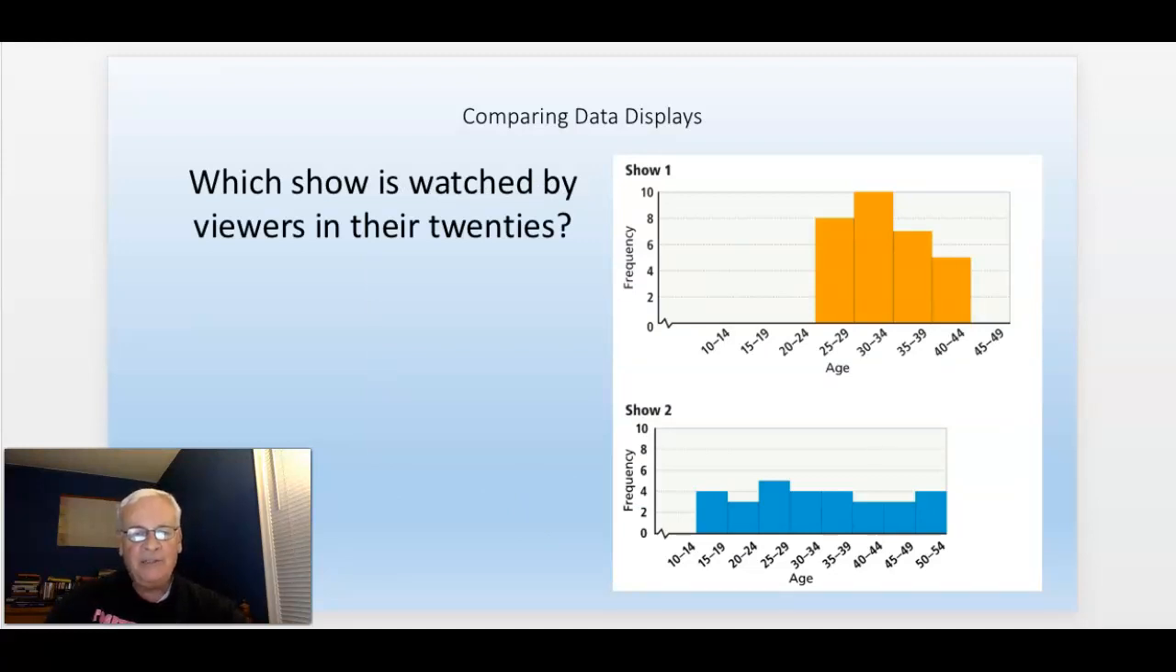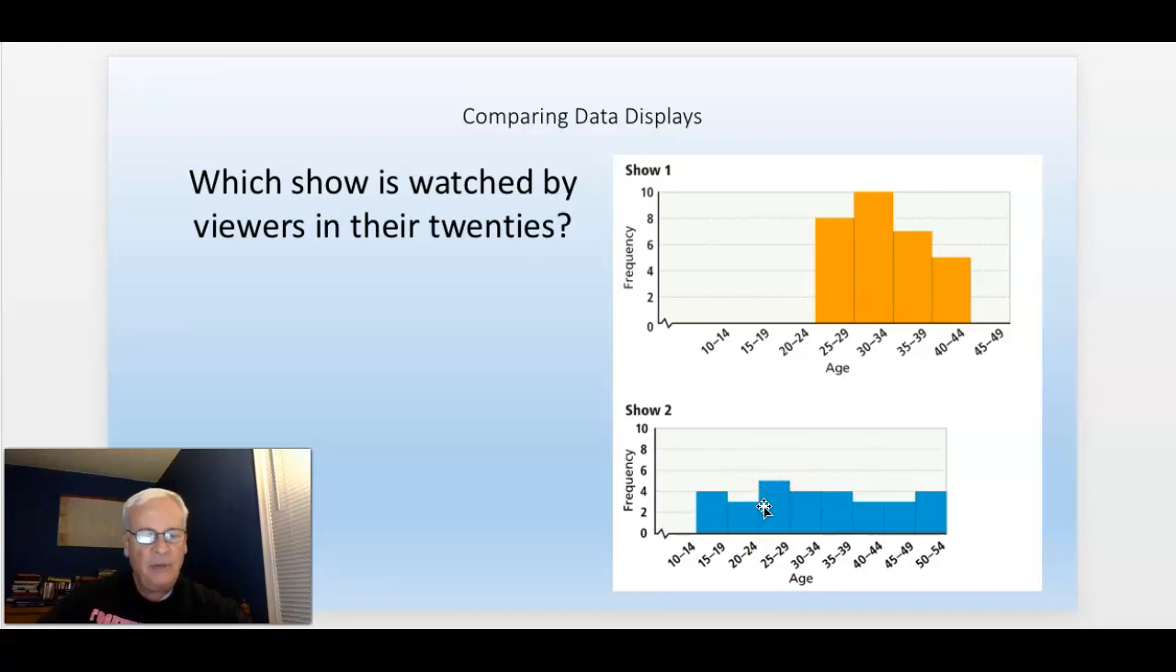All right, these are two histograms. Which show is watched by viewers in their 20s? Now, this is one of these that's a little bit ambiguous. There's not actually one right answer here. Because if you look at the show number 1 here, it has 8 people, it says here, in their 20s that watch the show. Right down here, between 20 and 29, this one has 3 people, this one has 5, so this is also 8 people.